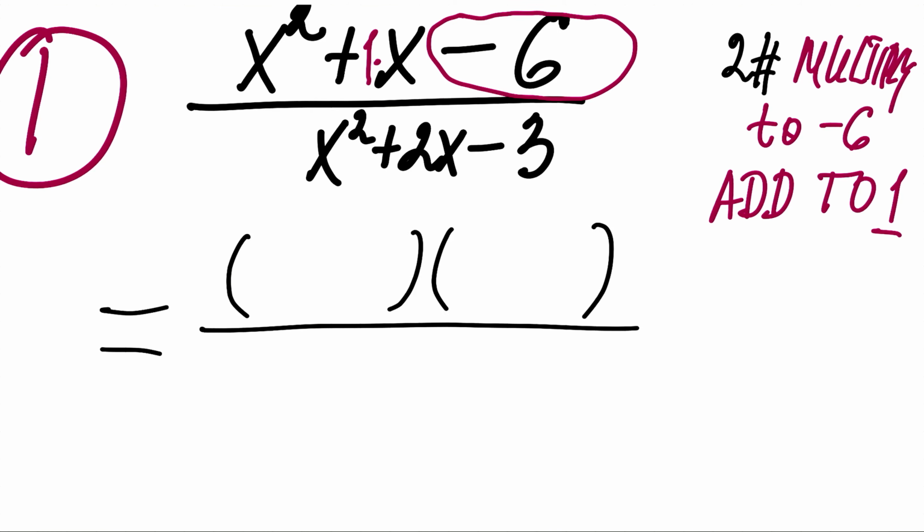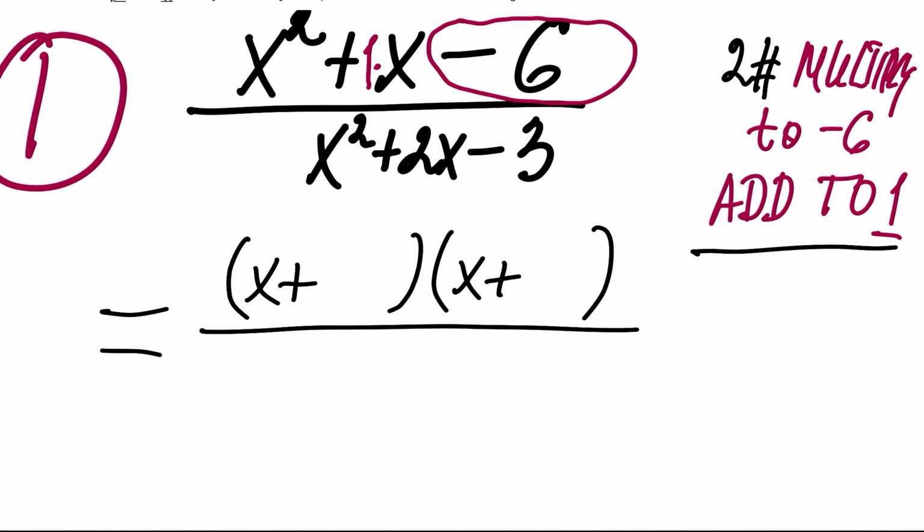So your quadratic is going to be two sets of parentheses, both starting with the x, the variable you are given. And now we are going to fill out these two gaps. So again, two numbers multiply to negative 6 and add to 1. So it's going to be negative 2 and 3. Let's check. Negative 2 times 3 gives you negative 6, and negative 2 plus 3, you're left with positive 1. So now we are going to use these numbers to fill out this gap. So negative 2 and positive 3. Order doesn't matter, you could simply swap the order.